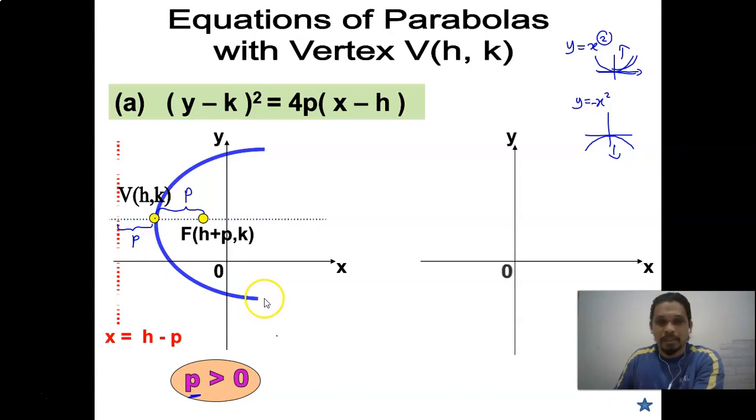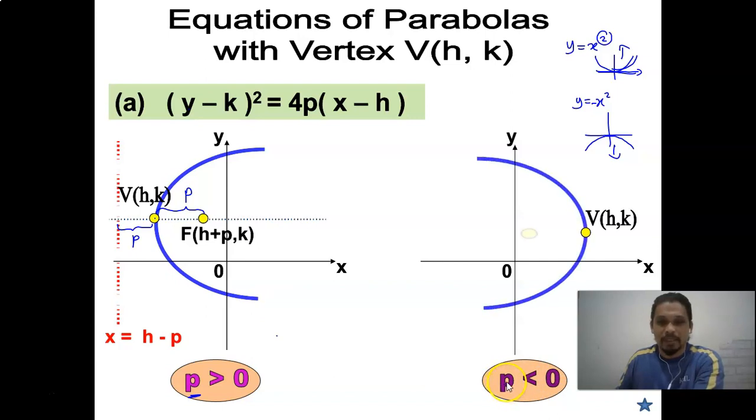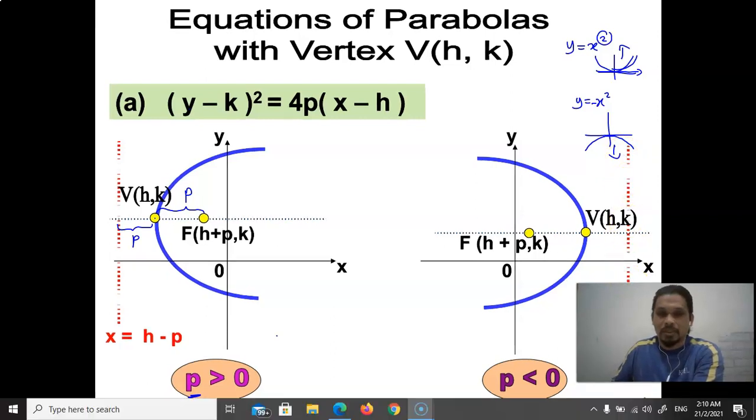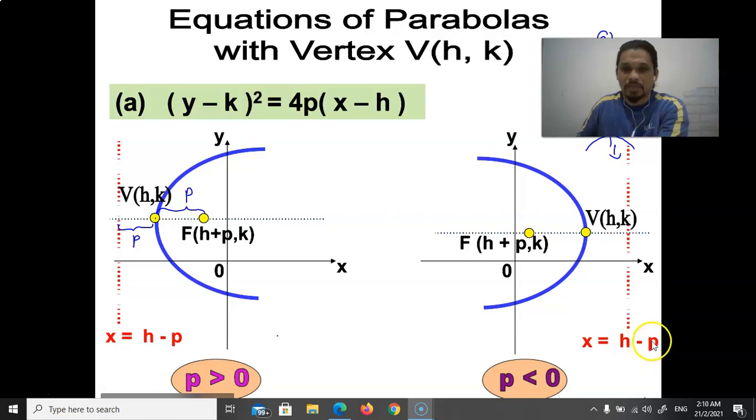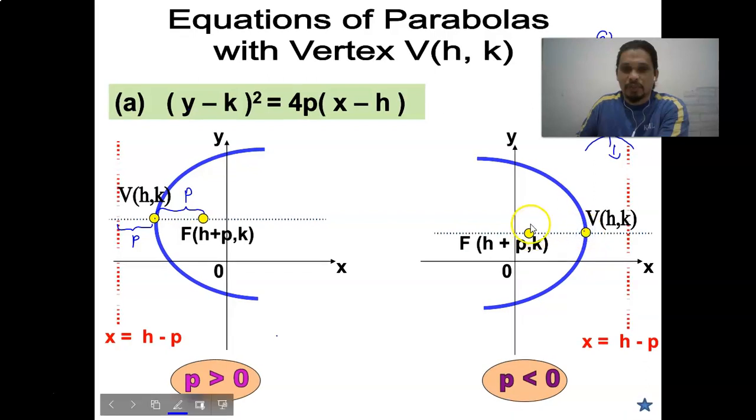Okay, so the next picture of this parabola is where p is less than 0, or p is negative. And the line of the directrix here is x equal to h minus p. So the distance from the vertex to the point h, the focus point here, is p, and also the distance from this point to the line is equal to p.